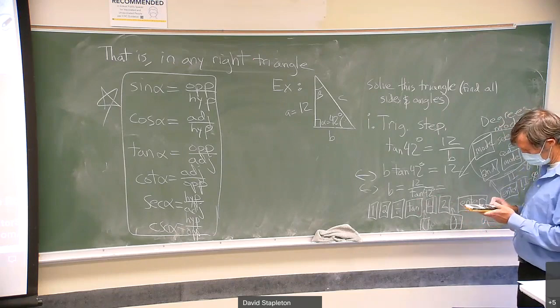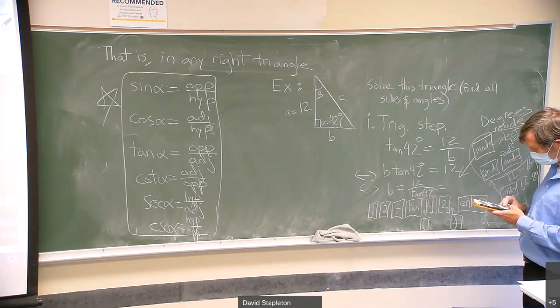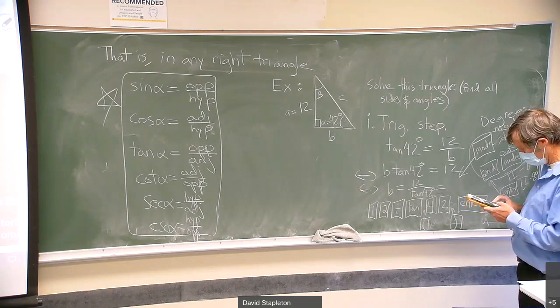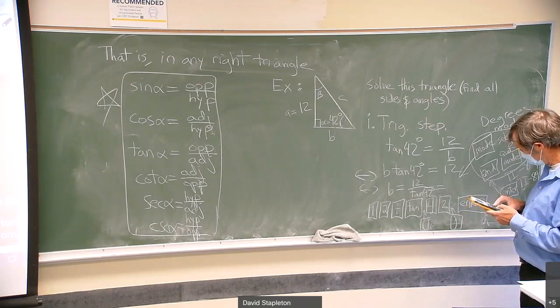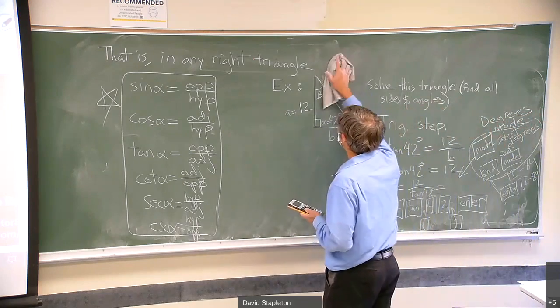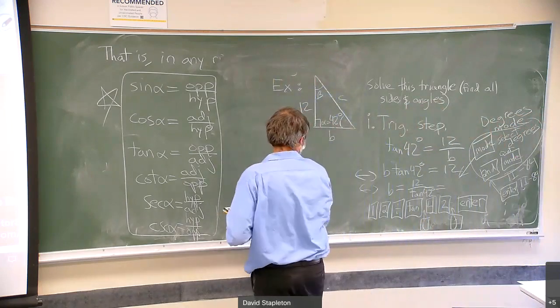And what do I get on here if I'm in degrees mode? I've already put this in degrees mode. 12 divided by tangent 42 gives me 13. Let's put it over here, I guess.